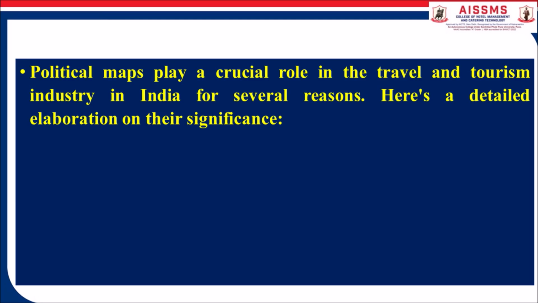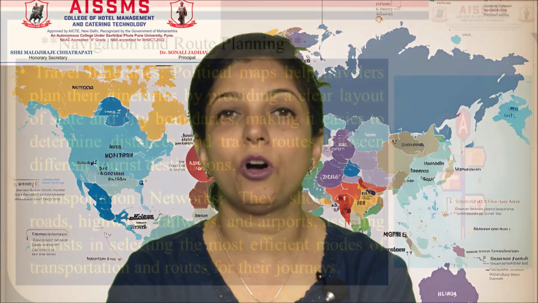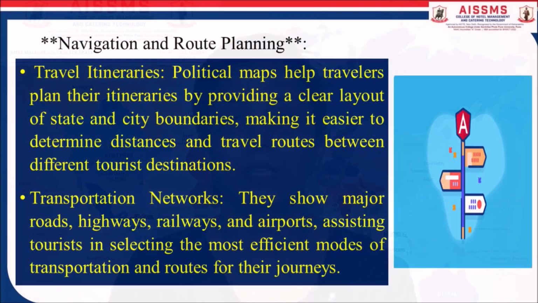Like I mentioned, political maps are extremely important for tourists and help them in planning their travel itinerary. Let us now see in detail how these political maps can help the tourists to explore better and to have a very good experience. The very first important use of political maps for tourists is for navigation and route planning.